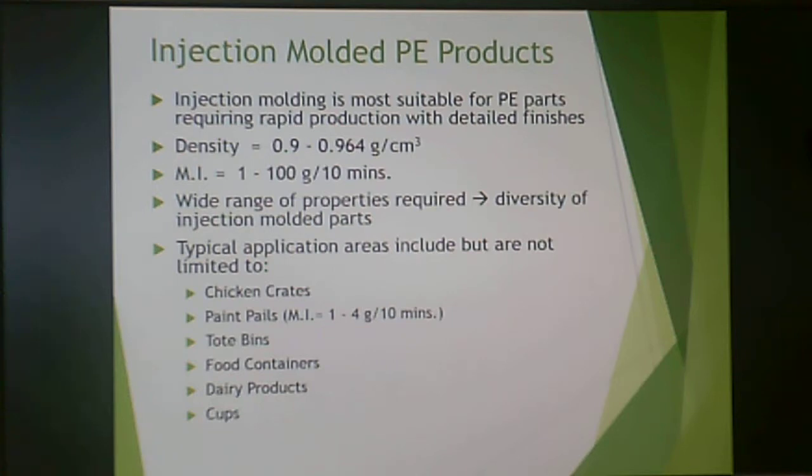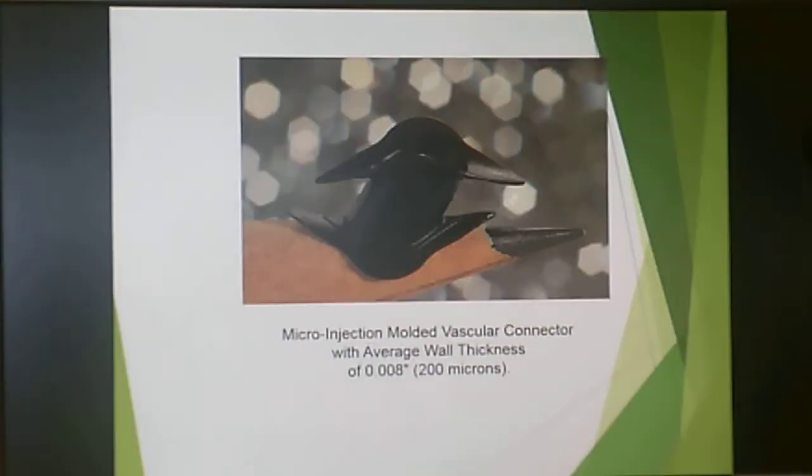Injection molding is also big for polyethylene products, and it's very suitable for parts that require rapid production and detailed finishes. Your melt index can range anywhere from 1 to 100, and you can get a really wide range of properties because they are so versatile. Apparently chicken crates are an important application, so I'll mention those. Tote bins, food containers, dairy products, cups, frisbees, you name it.